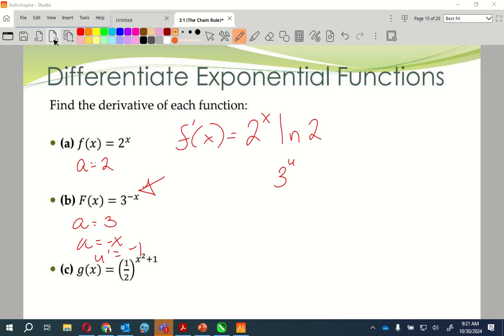Okay? So now if I take the derivative of 3 to the u, I would get 3 to the u ln of 3. Now, since this is a chain rule, it's times u prime, right? Times u prime, which is going to be negative 1. Did that make sense, or is that nonsense?